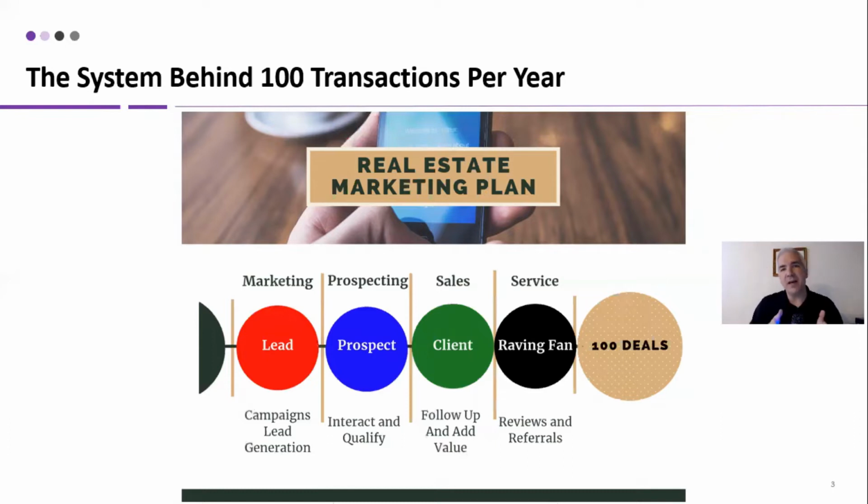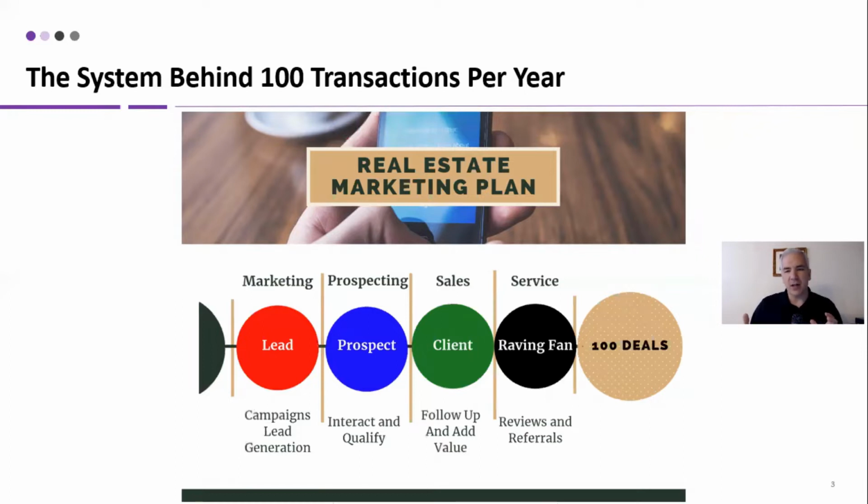Now, once they have become a lead, our next objective is to turn that lead into a prospect, and that's going to be through our prospecting methods. With the prospecting methods, it's about interacting and qualifying that lead, and this is the difference between a lead and a prospect: a lead is just one-way communication. A prospect, they're starting to respond. So you're able to find out whether they're financially qualified, what their time frame is for buying a home, et cetera, et cetera. And so that is the difference between leads and prospects.